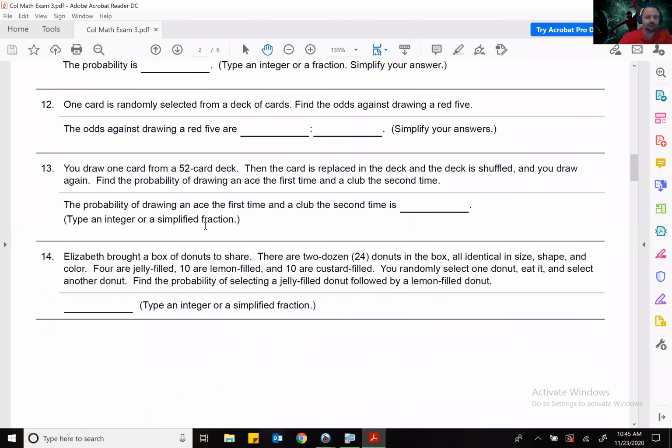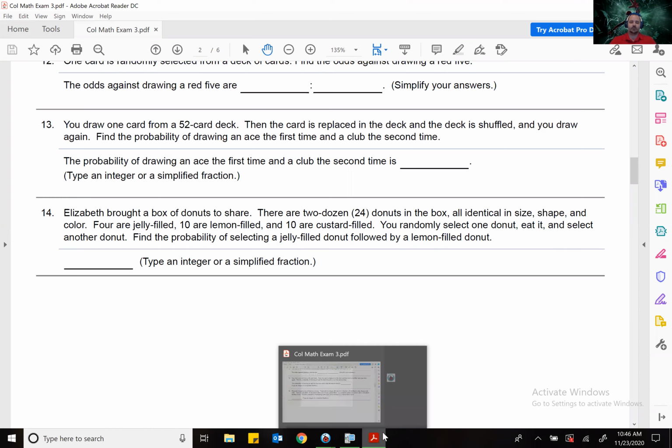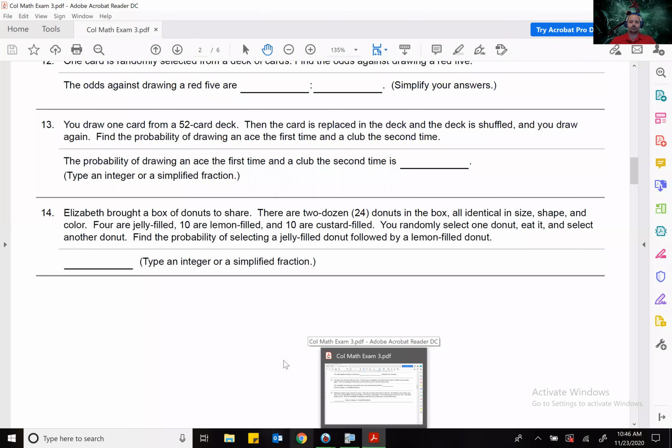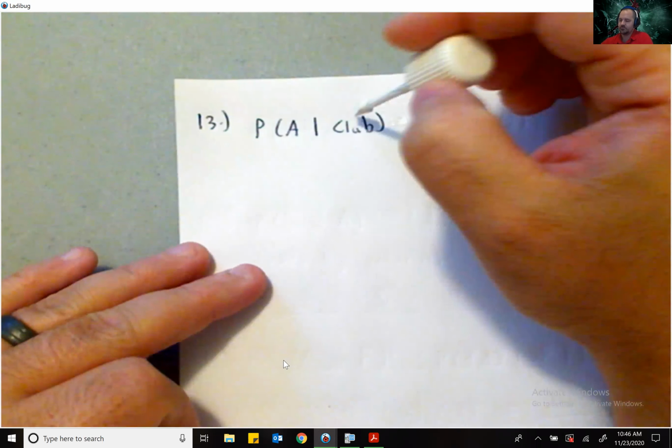All right, 13. You draw one card from a 52 card deck. The card is replaced in the deck and shuffled. Then you draw again. Find the probability of drawing an ace and then a club. So this is an and. I should have probably written the word and in here. We want to draw an ace, and then we want to draw a club. Let's fix this.